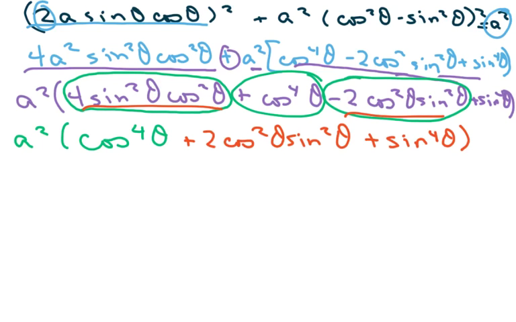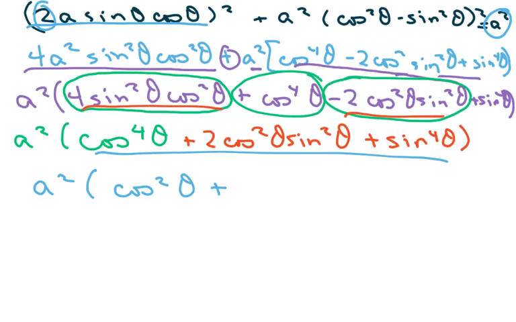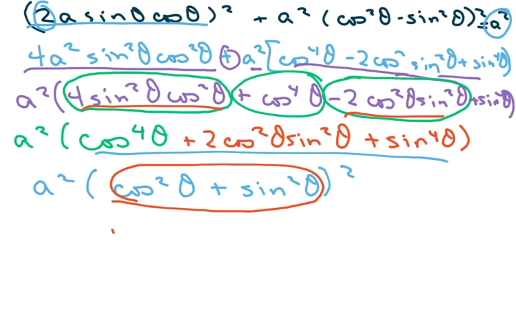Alright. Now this equals, here, I'm going to condense it, and we get cosine squared of theta plus sine squared of theta, squared. Okay, so that's the A plus B squared thing. Now, this right here equals 1. So you get A squared times 1 squared, which equals A squared.